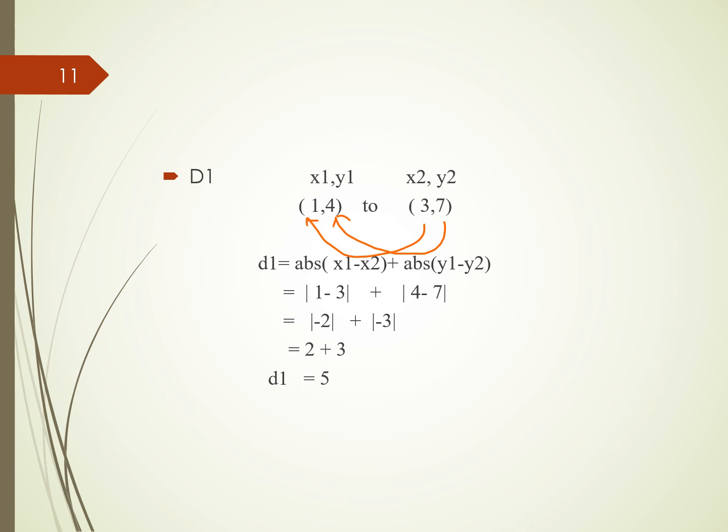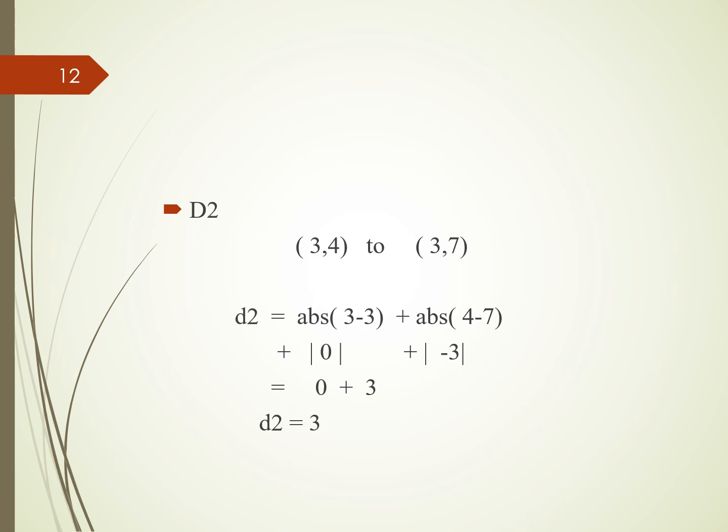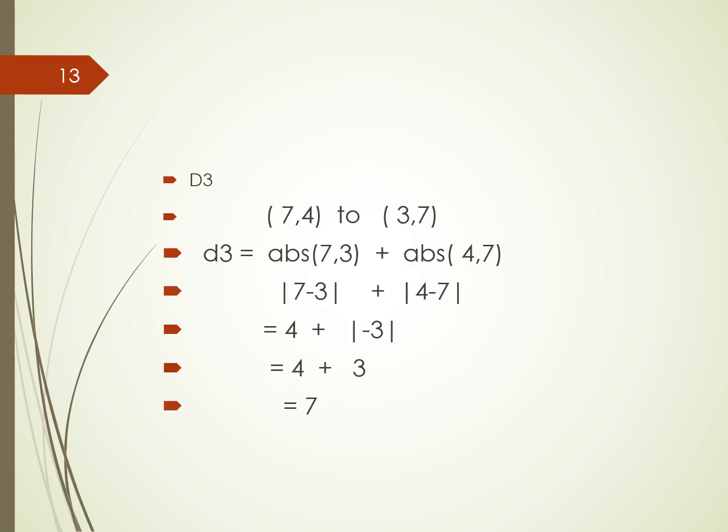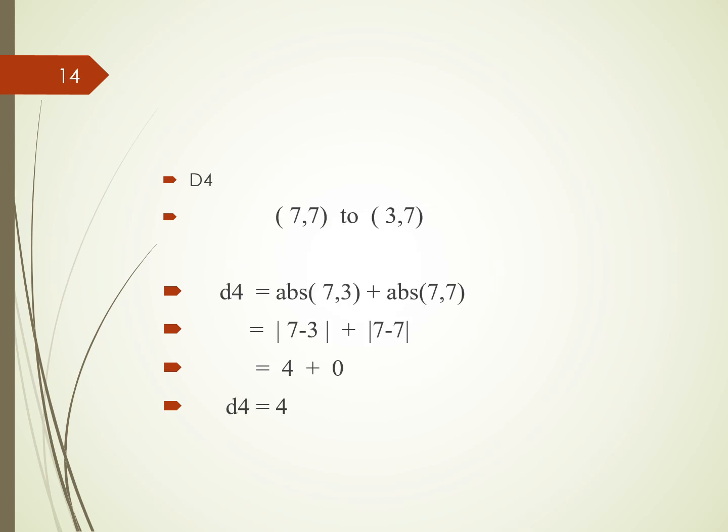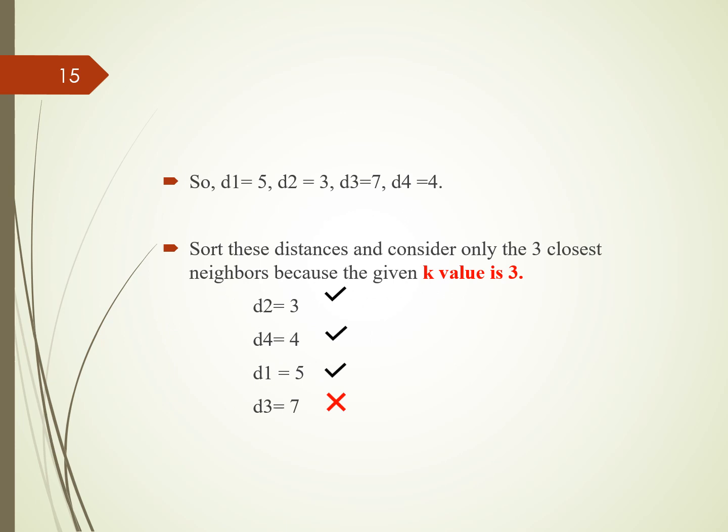So D1 equals 5. Here the absolute value of minus 2 is positive 2, and the absolute value of minus 3 is positive 3. So D1 equals 5. Similarly D2 equals 3. Here the absolute value of minus 3 is positive 3, right? So D2 equals 3, and D3 equals 7. D4 equals 4. So the values: D1 equals 5, D2 equals 3, D3 equals 7, D4 equals 4.